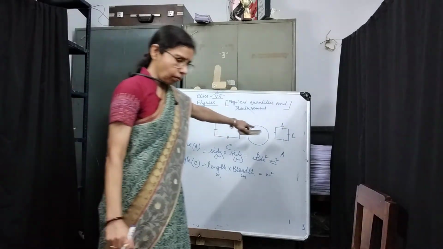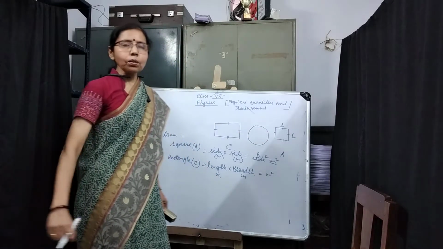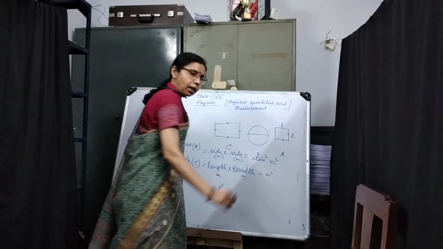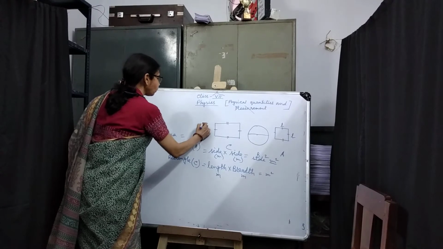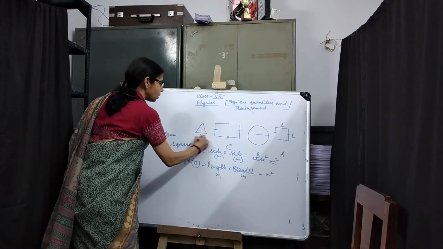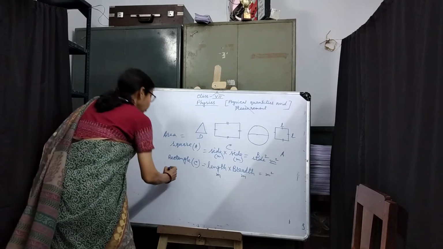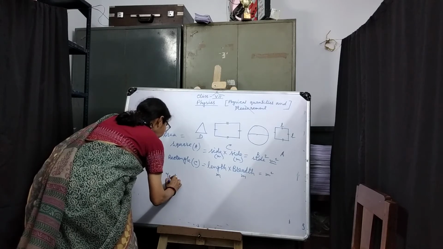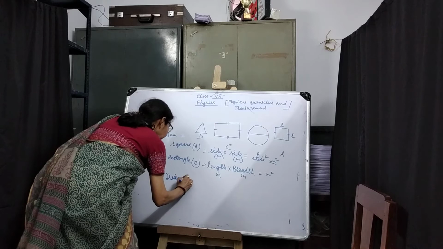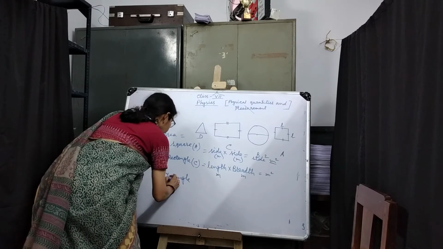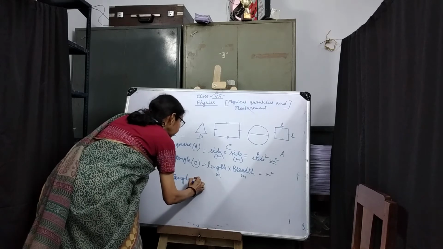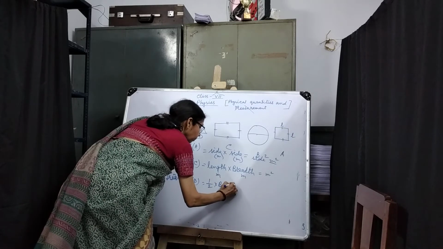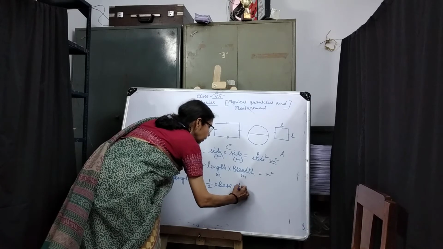In case of the circle, the area is pi r square. Though it is very difficult for you, we get the area as pi r square. In case of the triangle, suppose this is D, the area is half into base into height.